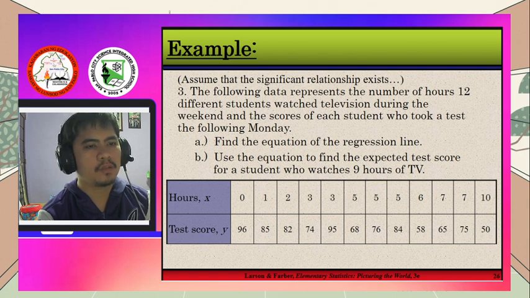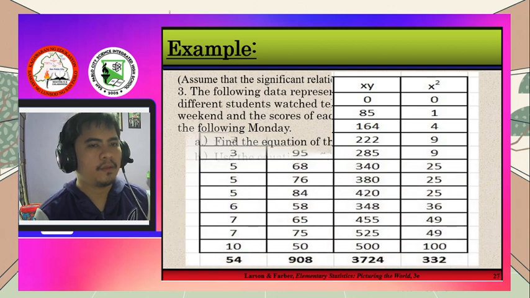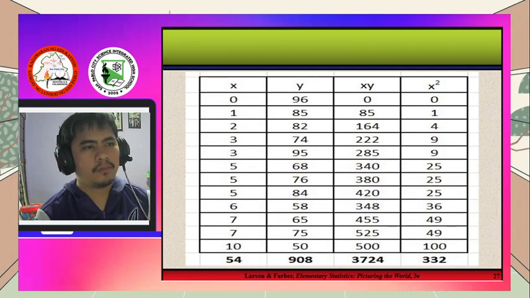So letter A, find the equation of the regression line, and letter B, use the equation to find the expected test score for a student who watches 9 hours of TV. Okay, so we have there the data, and our n is 12. Sample size is equal to 12. Complete the table for x, y, and x squared, and then get the sum. So summation of x is 54, summation of y is 908, summation of xy is 3724, and summation of x squared is 332.